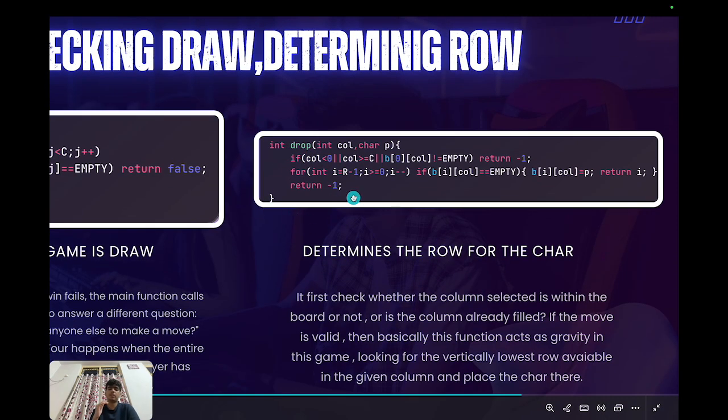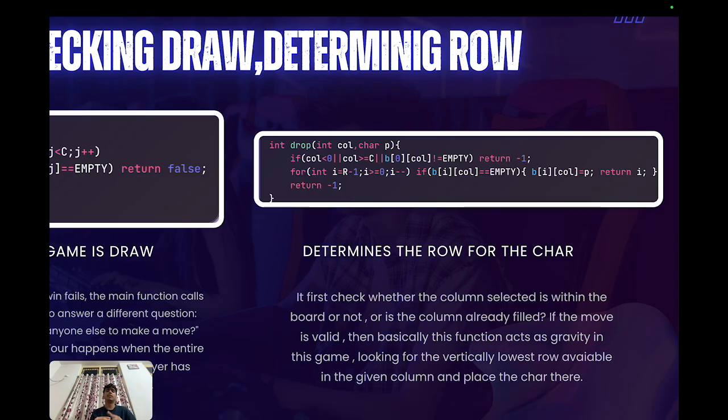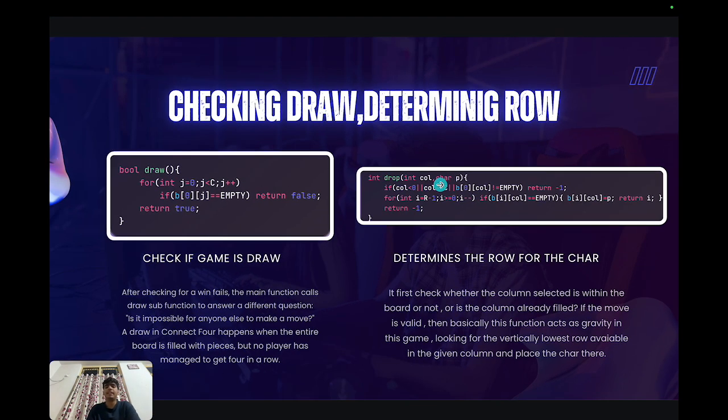Obviously, it would check from the lowest row possible, and if that's empty, it would place it there. Otherwise, it would check the row just above, and so on. It would keep on checking until it finds an empty block, so that it can place that character in that row of that particular column. Right. Obviously the column would be given as input when you have a choice. The player would have the choice to pick a column between 1 and 7. So this column is basically an input, and the char p here is the character of that player.